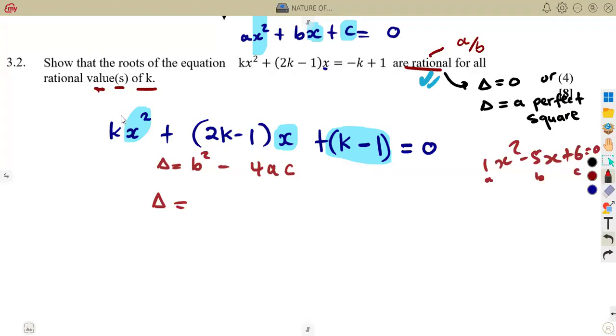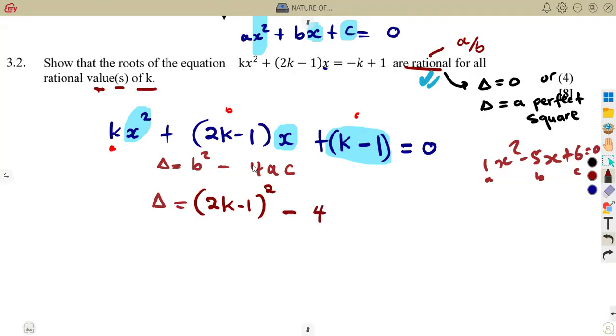So the coefficient of what? X squared, that is our A. The coefficient of X, that is what? Our B. And this is our constant, which is C. So let's substitute, guys. B squared, this is our B, and it's a positive. So we're going to take that bracket as it is: 2k minus 1. This is B squared. Remember, it's a positive, so nothing is affected.